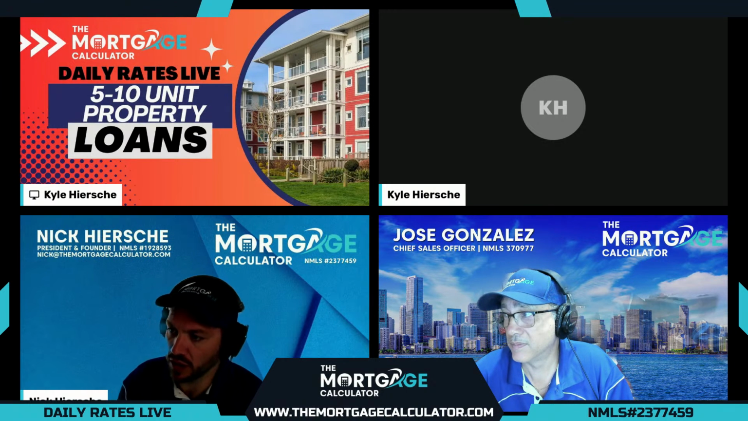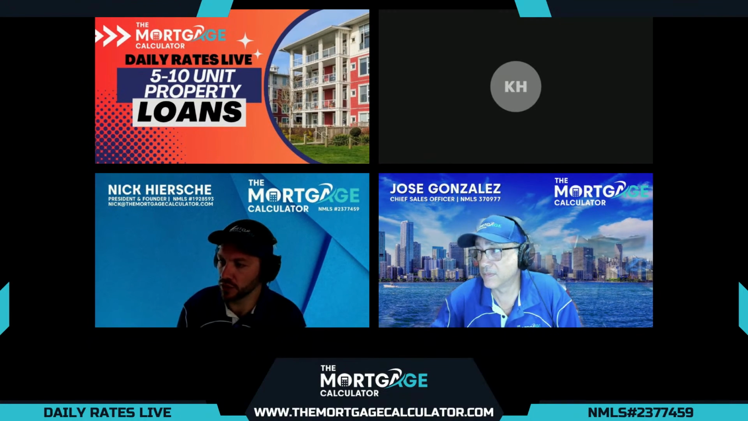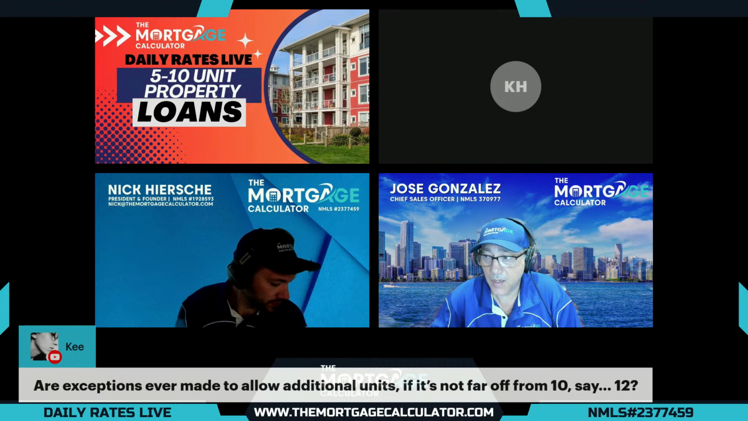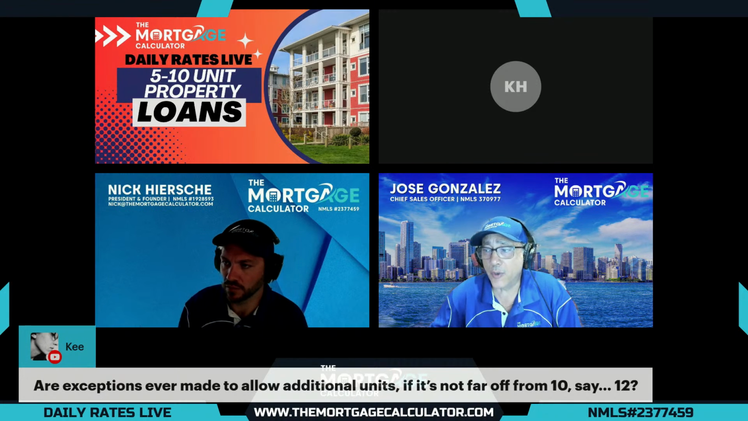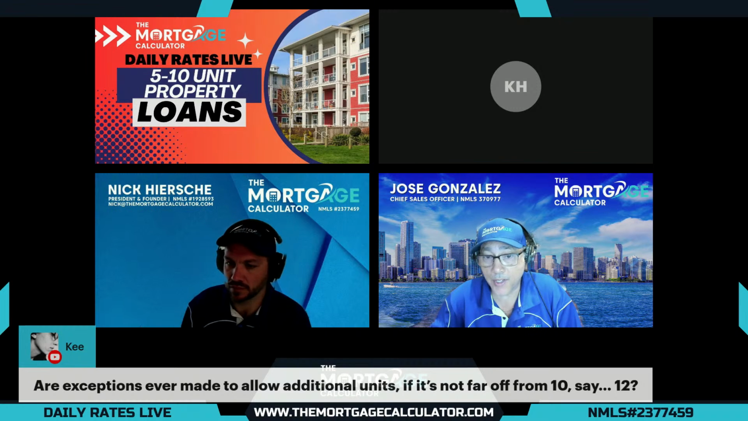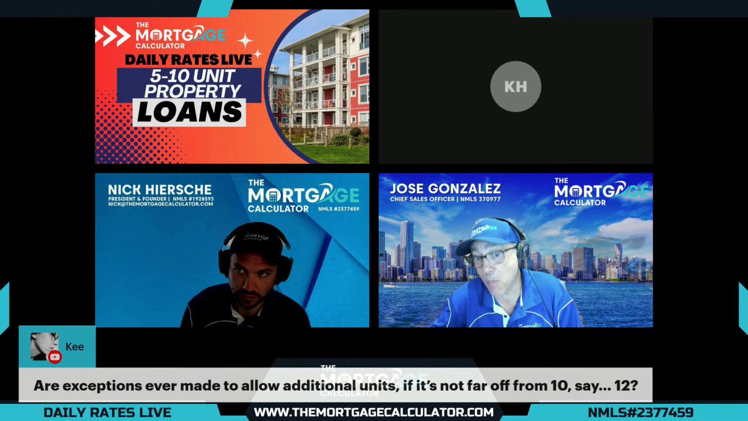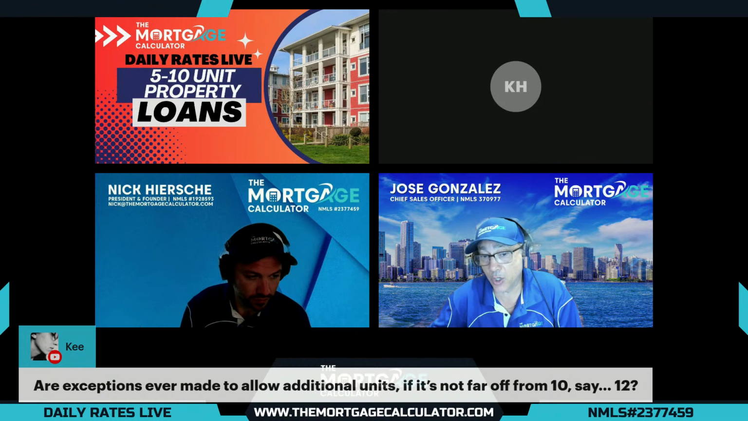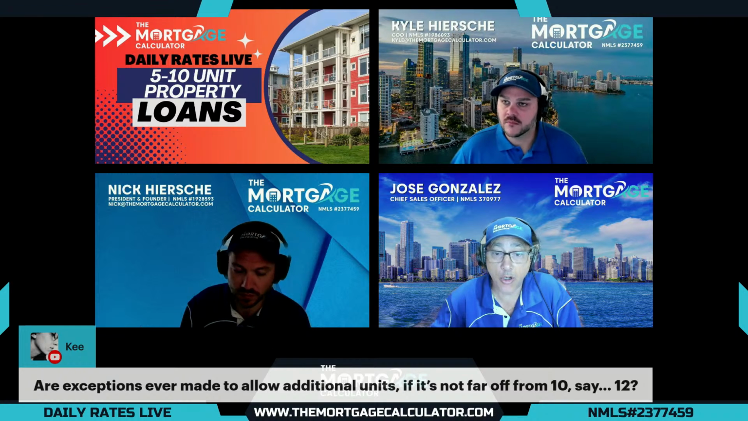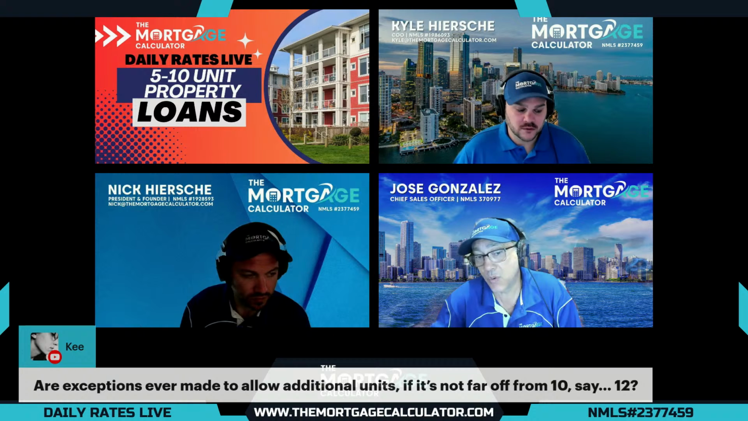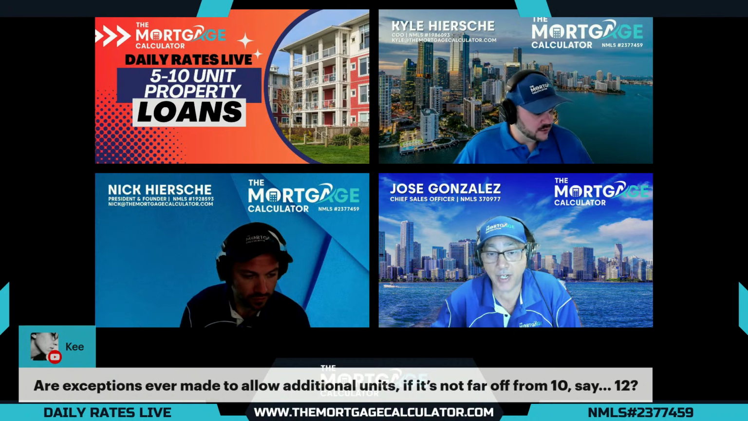All right, we have one question here. Are exceptions ever made to allow additional units? There are other products for when it's more than 10 units, but basically that would now fall more under the commercial type loan rather than this small commercial loan type that we have that follows very closely the 1 to 4 unit property guidelines.